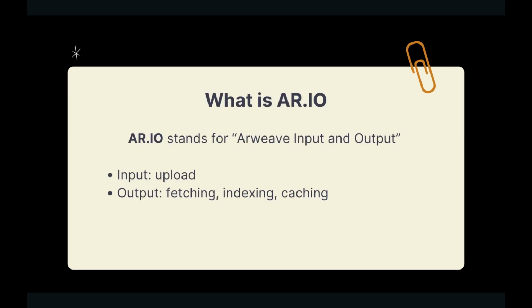RIO stands for Archive Input Output. This is the protocol that helps upload data on Archive and retrieve that data from Archive. So the input part means the upload side of data, and the output is the fetching, indexing, caching, and all the mechanisms that happen behind the scenes to be able to retrieve data from Archive. And we shall talk more about that later.